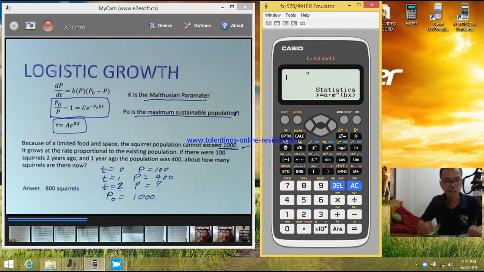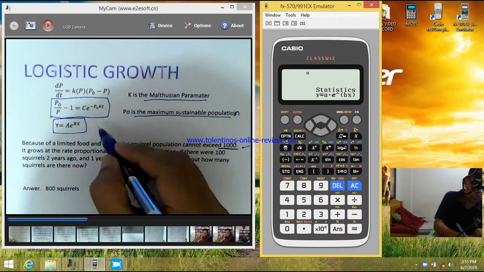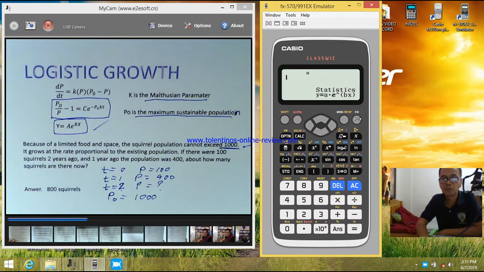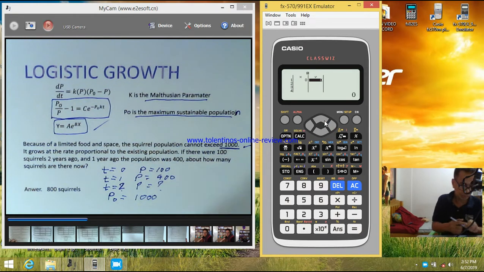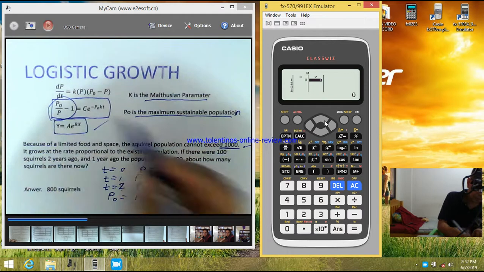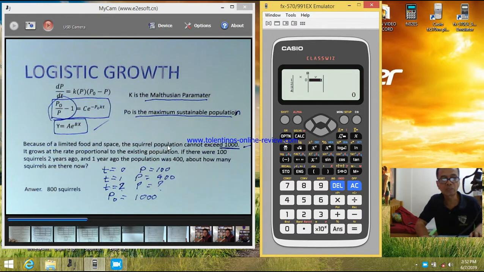So all you have to do is use this mathematical model. Go to menu, then 6, and choose the exponential model, number 1, and input these values. When t is 0, remember our y is this one, so you input P sub 0 over P minus 1. Our P sub 0 is 1,000, divided by the population 100, minus 1.